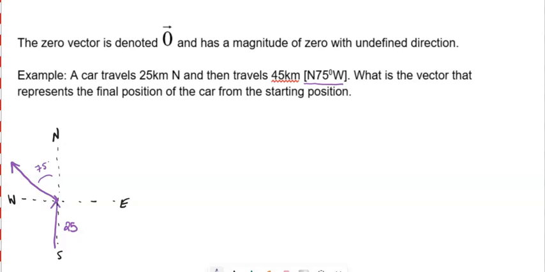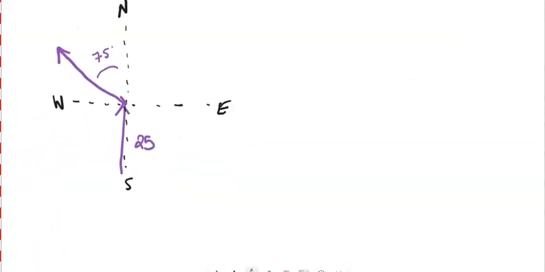What is the vector that represents the final position of the car from the starting position? So the vector that we're looking at, here's where we started, here's where we ended, and we want to find this vector right here. Okay, so the first thing that we need to recognize is that this is just a triangle, and let's label these guys. So this is A, B, and C.